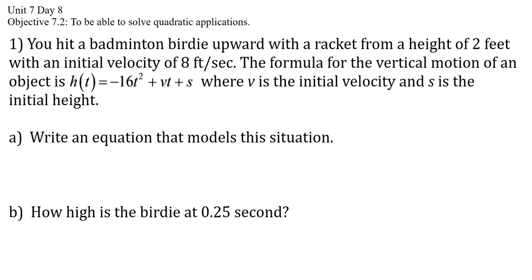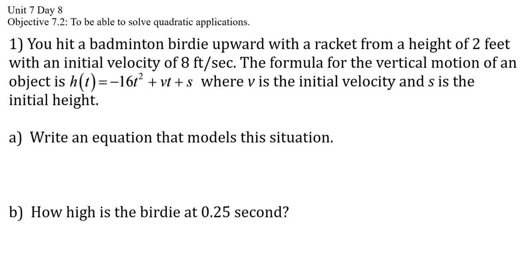Today we're practicing again solving quadratic applications algebraically and graphically. Our first scenario says you hit a badminton birdie upward with the racket from a height of 2 feet with an initial velocity of 8 feet per second. The formula for vertical motion of an object is h of t equals negative 16t squared plus v times t plus s, where v is the initial velocity and s is the initial height. H represents the height of the birdie above the ground, and t, remember, is our time measured in seconds.